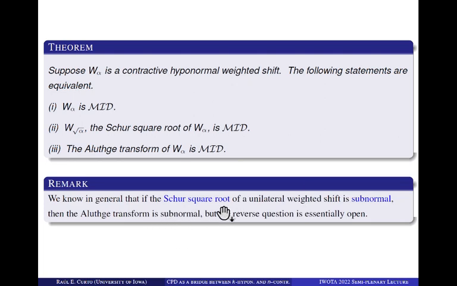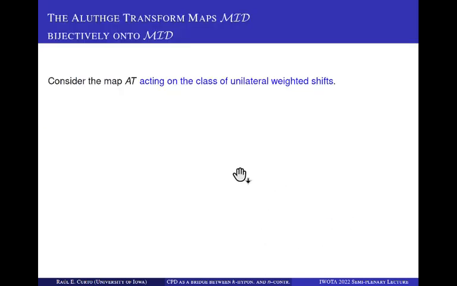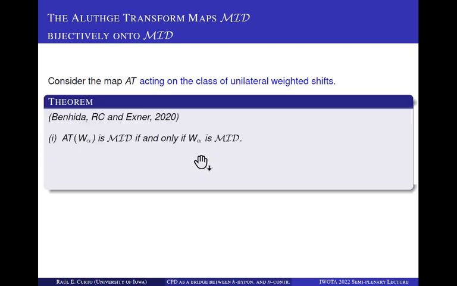So we know that in general the Schur square root is subnormal. The original shift is if the square root is subnormal, then the Lutzke transform is subnormal, but the reverse question remains still open. The Lutzke transform maps MID bijectively onto MID.